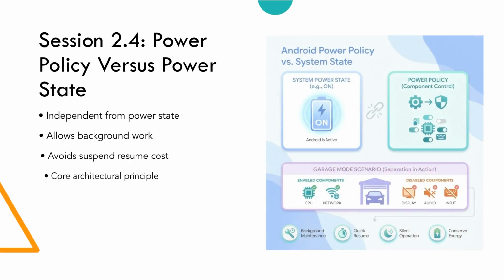Power policy is intentionally independent from system power state. Android may be in on state, while many components are disabled. This separation allows scenarios such as background maintenance, quick resume, and silent operation.